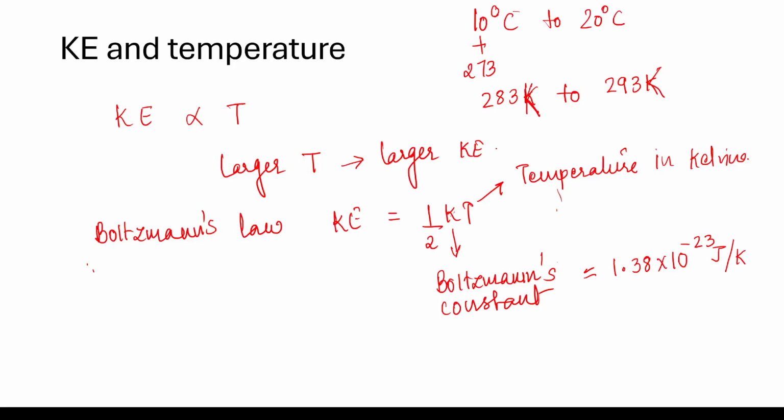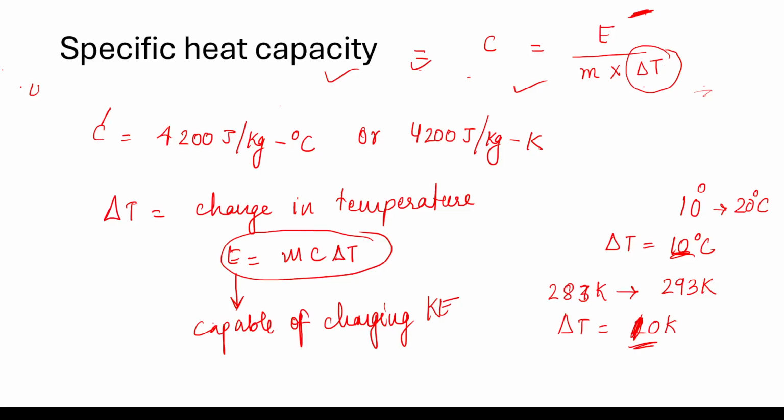Now, specific heat capacity. You've done this in GCSE again, but I'm still just going over it. So the Boltzmann constant is, as I've written on the screen, 1.38 times 10 to the power minus 23 joules per Kelvin. Now, specific heat capacity. I've done some scribbling here. Specific heat capacity is given by this formula, energy divided by mass times temperature change. Wait, let me just clear this screen. Give me a second.